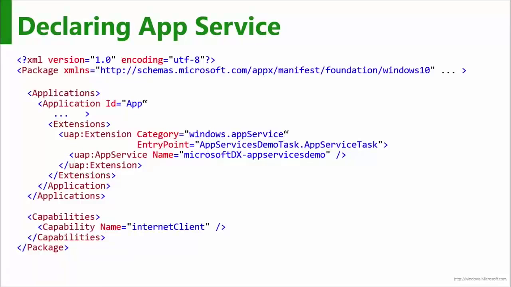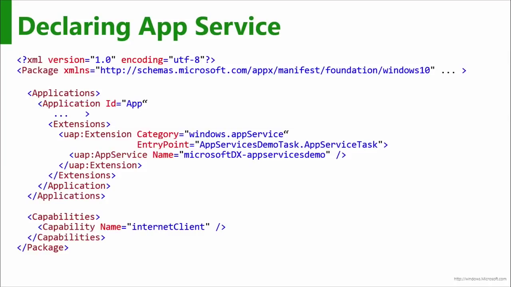Not in this case. So an app that has an app service, all it needs to do is put in its package.appxmanifest this extension, the uap3 extension, category Windows.appService, and specify the entry point. That's the namespace and class of the background task. Yes, exactly that. Very important, you must give it a uap app service name, which in this case we called Microsoft DX-App Services Demo.